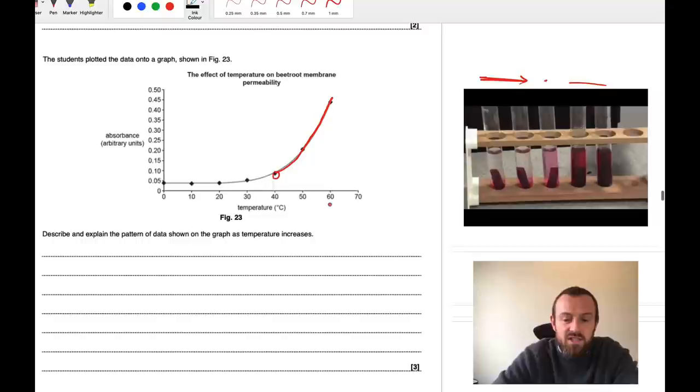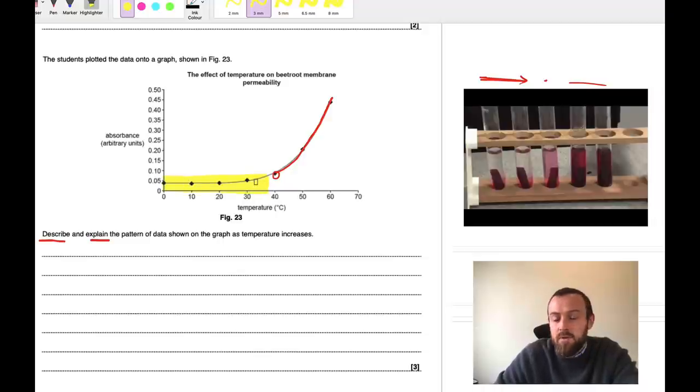So this question says, describe and explain. So did you do both? Describe is, first of all, saying no real noticeable change from 0 to 30. And then explain that. Well, that is because the membrane remains intact. The membrane maintains its integrity, and the permeability of the membrane does not change. And then the second part is talking about this whole bit here. So describe is that the absorbance increases a great deal. Maybe you could quote some data. And the explain part is because the membrane becomes more permeable.